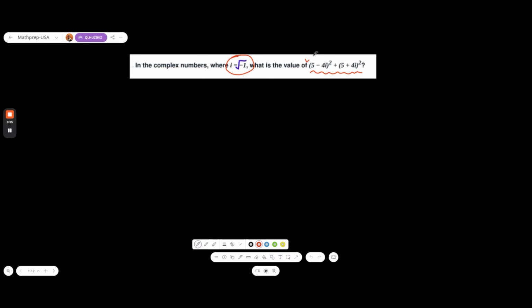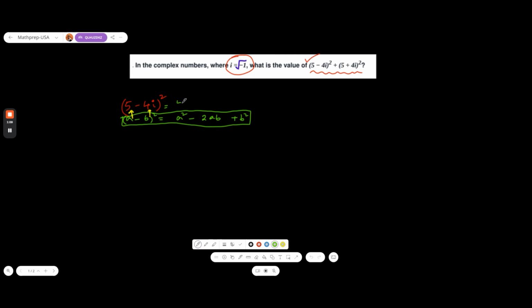Let me split this into two pieces. One is (5 minus 4i) whole square, which is in the form of (a minus b) whole square, right? We all know that it is a square minus 2ab plus b square, right? So let us plug in the values. Here I see that in the place of a there is 5, in the place of b there is 4i, okay? So, what is a square?